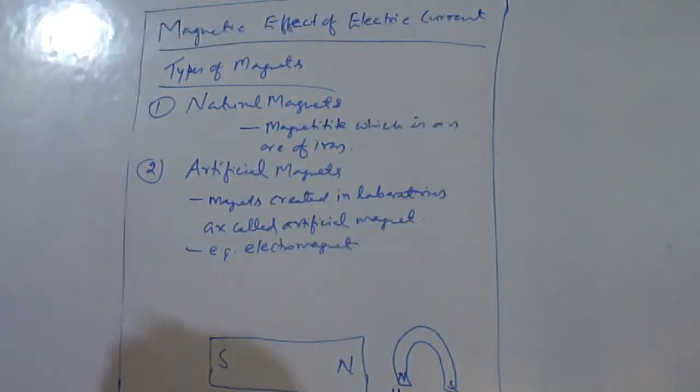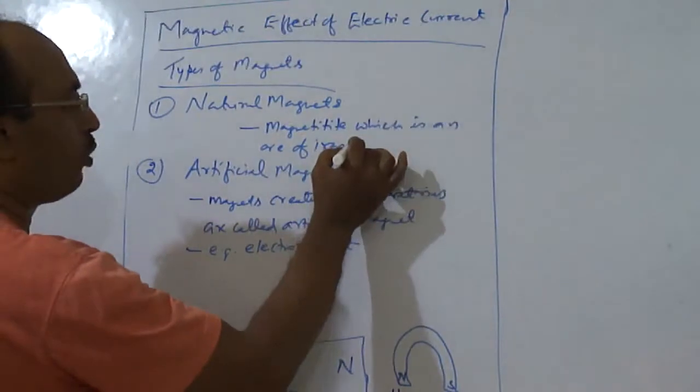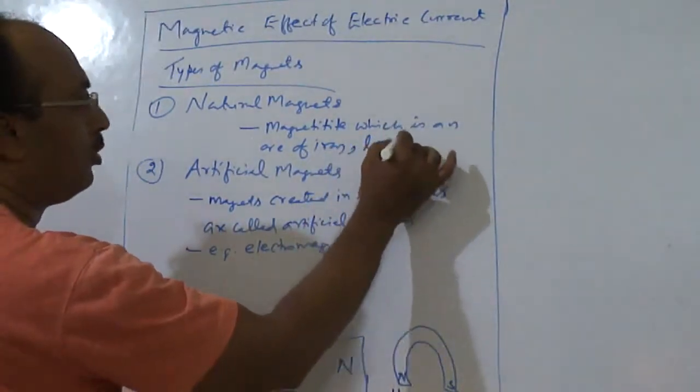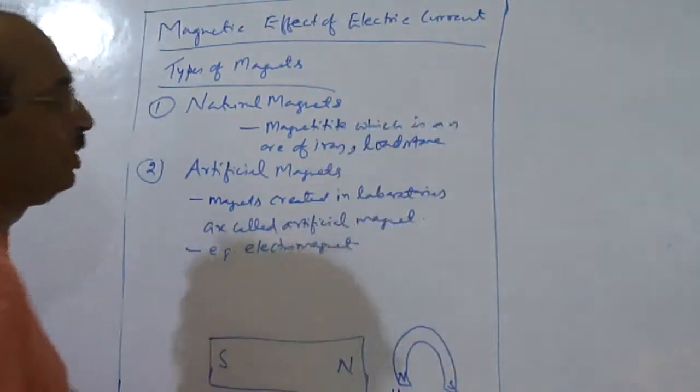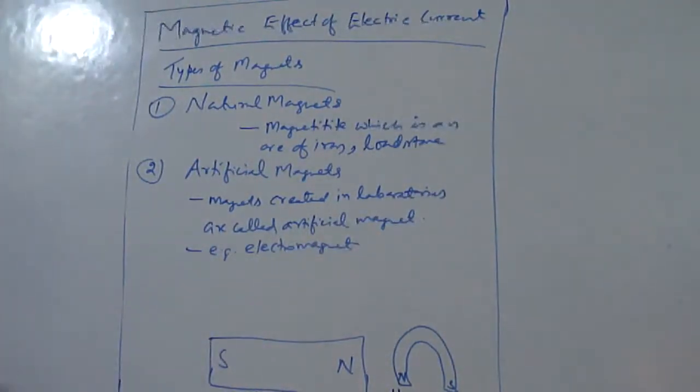Magnetite is also called lodestone. So, understood now what is a magnet and what is magnetism? Magnetism is the property by which a substance creates a force of attraction or repulsion on any other object. Electric current we have also studied.